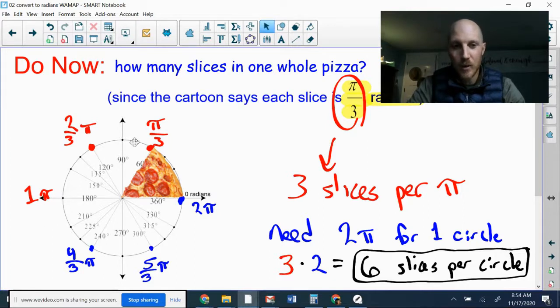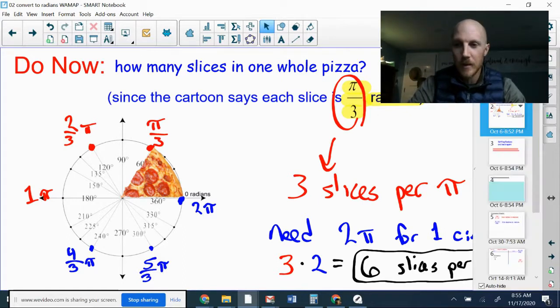So if it's 1 slice to get to pi over 3, it'd be 2 slices to get 2/3 pi. It'd take 3 slices to get to pi, which is like 180 degrees. It's halfway around the circle. So I'm going to double that. 3 slices times 2 is 6. 6 slices per circle. All right.